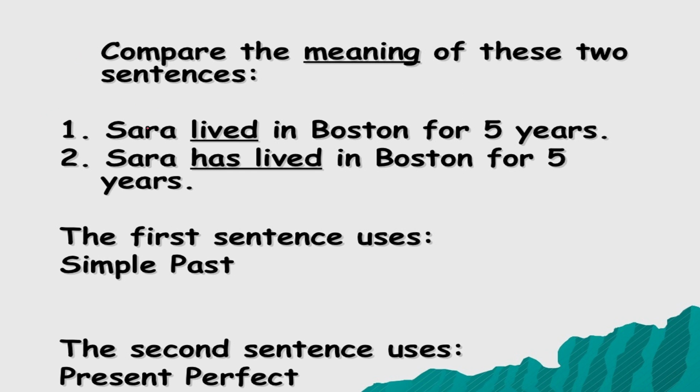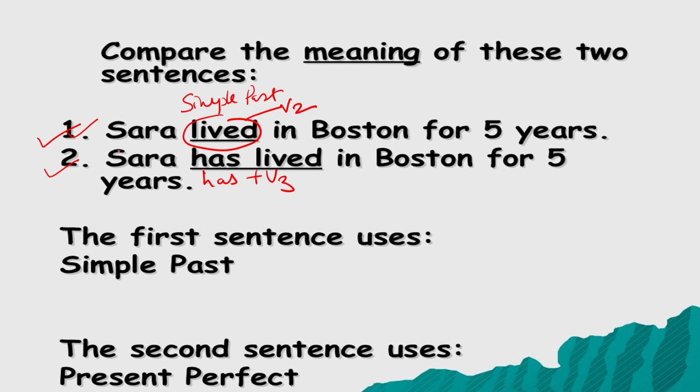Now let's compare these two types of sentences. Here the first one is: Sarah lived in Boston for 5 years. Which tense is it? Of course it's simple past. Why? Because our verb here is in verb 2 form, lived. We know that when we use verb 2 in any sentence, it comes under the past simple. Then similarly: Sarah has lived in Boston for 5 years. See here, has is the auxiliary and then the past participle. So the first sentence is an example of past simple, and the second sentence is an example of present perfect.